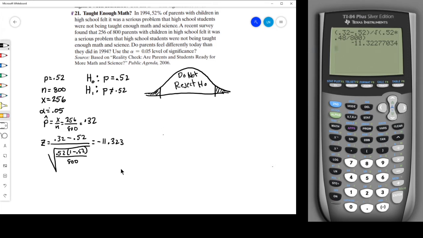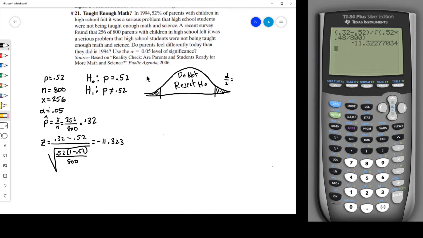Now, I'm going to look the critical values up on the table, but I think I know what's going to happen. Here's the thing. They give us an alpha value of 0.05, but that alpha value is split between these two tails. So the sum of these two tails is 0.05, and each one of these tails is an alpha over 2.